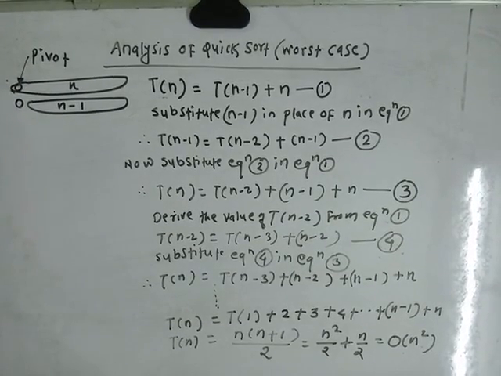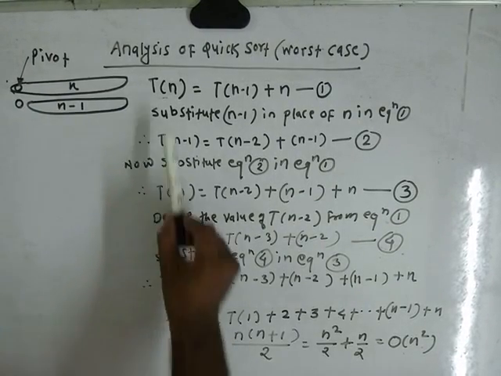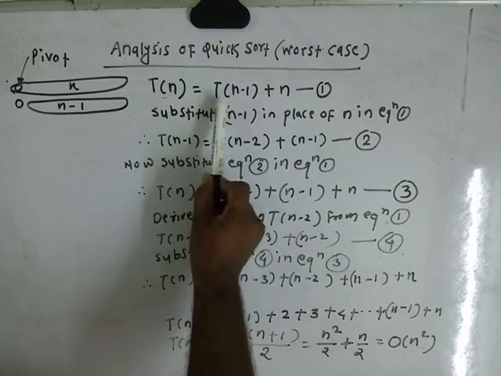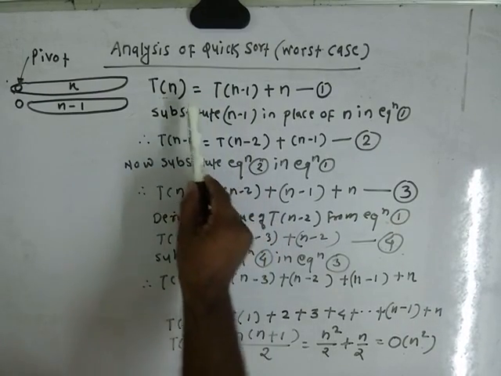Hello friends, analysis of quicksort in the worst case by solving a recurrence equation. So this is the recurrence equation for quicksort in the worst case. So how did I get this equation?